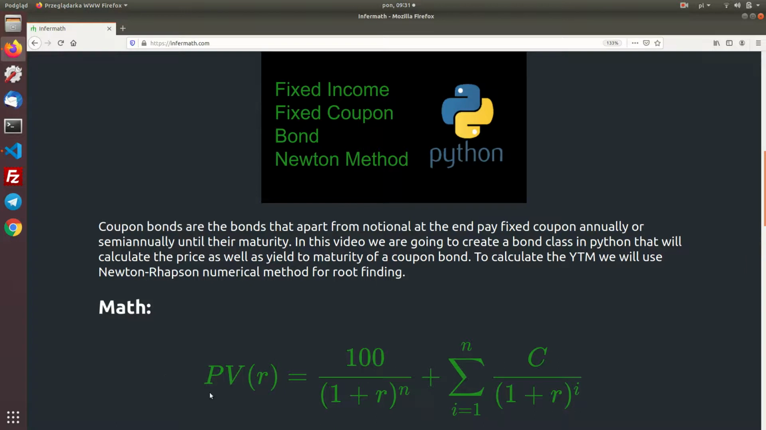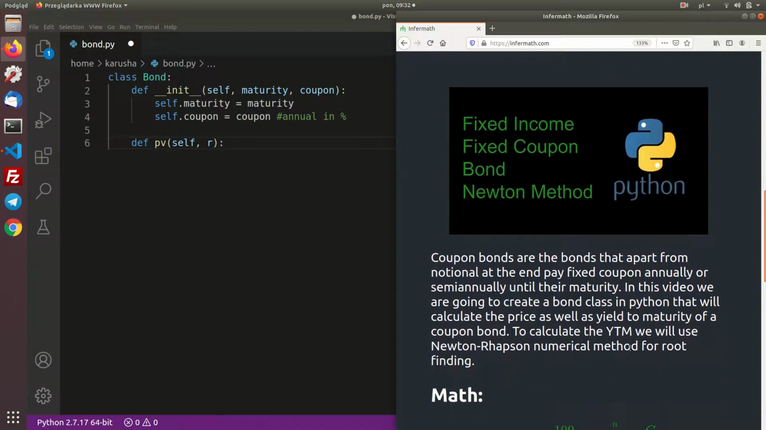So PV is a sum of discounted cash flows that the bond generates. So first of all, this is a notional, which is discounted back from maturity. We use n as a maturity, so we divide by 1 plus r to the power of n. And then for each year, from year 1 till maturity, we have to also take coupon into account, and we discount it by the discount factor that is corresponding to each year. Okay, so this is the formula. Let us implement it in Python.